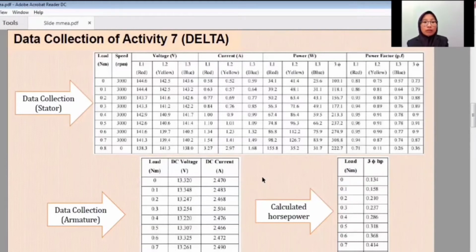At a load of 0.8 Newton meters, the readings for voltage, current, power, and power factor are uneven for both connections, either star or delta, because at that point of load, the motor reached maximum torque.